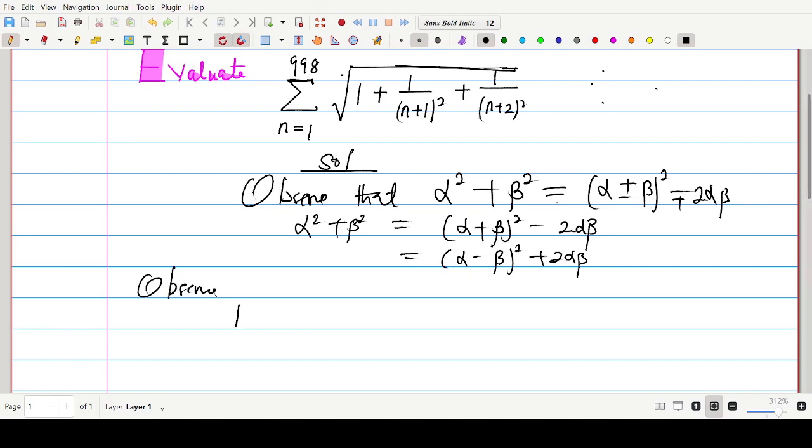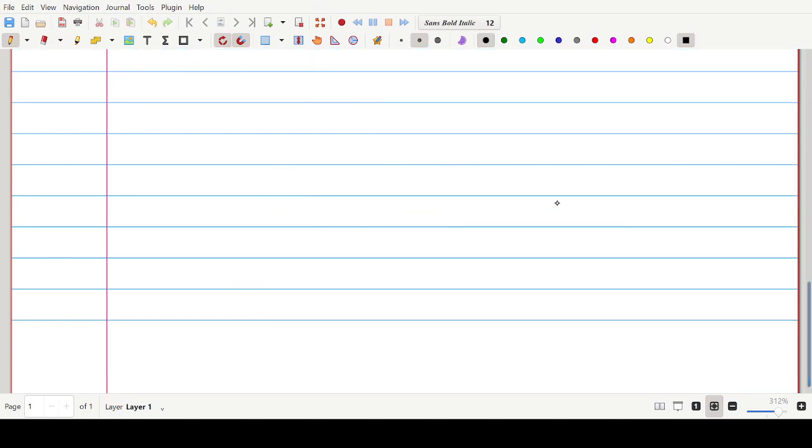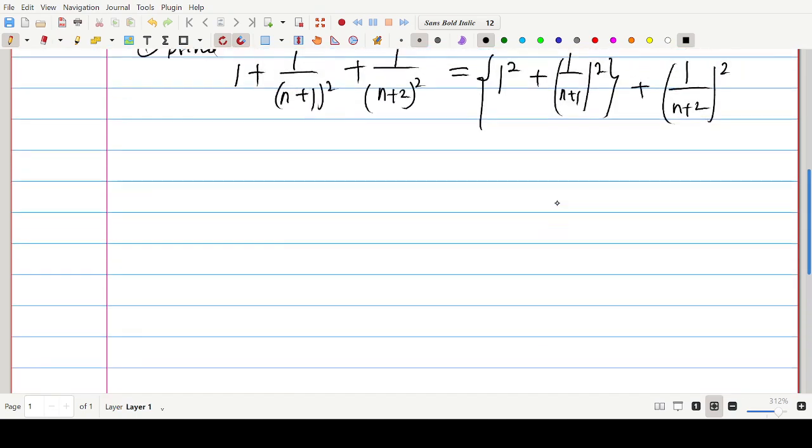Now observe that 1 plus 1 over n plus 1 all squared, or plus 1 over n plus 2 all squared, can be written as 1 squared, I can put a curly bracket here, plus 1 over n plus 1 all squared, close this, then plus 1 over n plus 2 all squared. We can write this in this form.